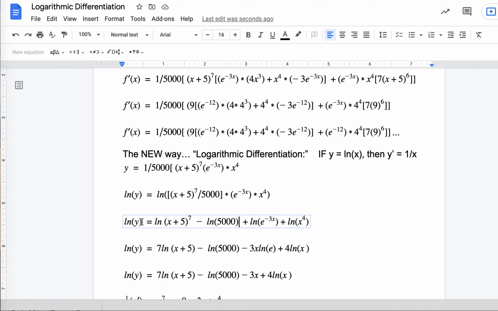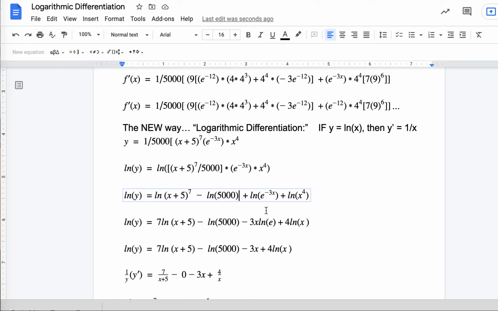Now, we do take the log of both sides, so before I even get to the derivative, I am going to do a little bit more with my laws of logarithms. Any exponent can be brought out front. That's why the 7 is right there. This is just a number, the ln of 5,000. This negative 3 is an exponent, so that negative 3 comes out. And this 4 is an exponent, so that 4 comes out.